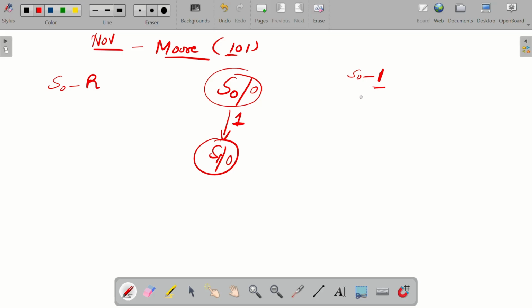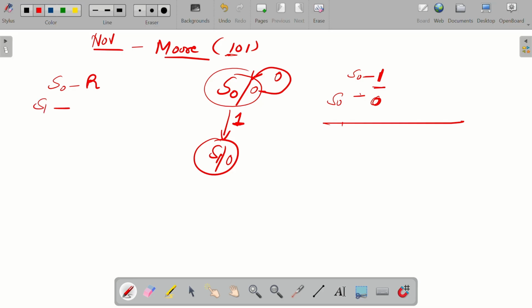Whereas in case you get a 0 instead of 1 from the S0 state, this means you cannot proceed with the sequence detection because the starting bit of your sequence itself is 1. So if you get a 0, you stay in the same initial state and you wait for the valid 1 to come. Okay. Next you have this S1 state with you.